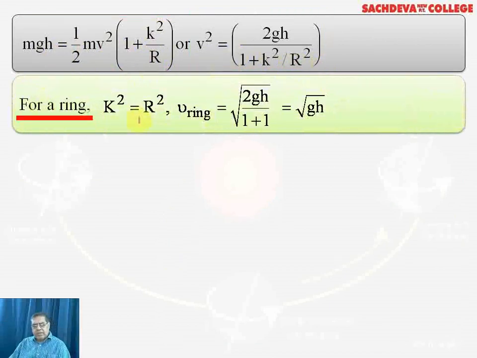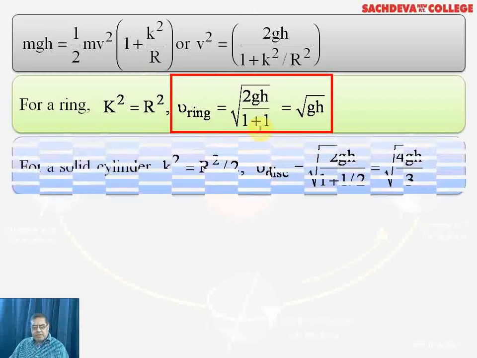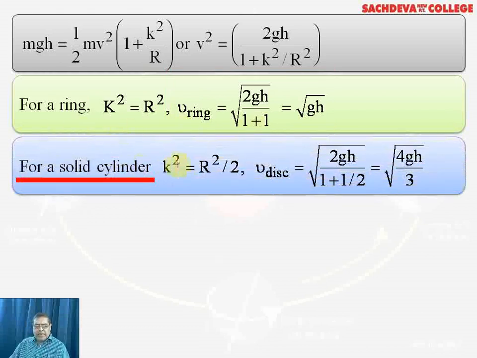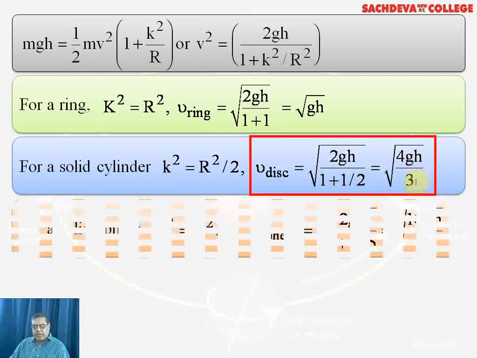Now for a ring, k square is equal to r square. The velocity of the ring will be 2gh over 2, and the 2 will cancel off, so the equation becomes under root gh. For a solid cylinder, k square is r square over 2, and the velocity of the disk will be 2gh over 1 plus 1 by 2, and the expression becomes under root 4gh over 3.